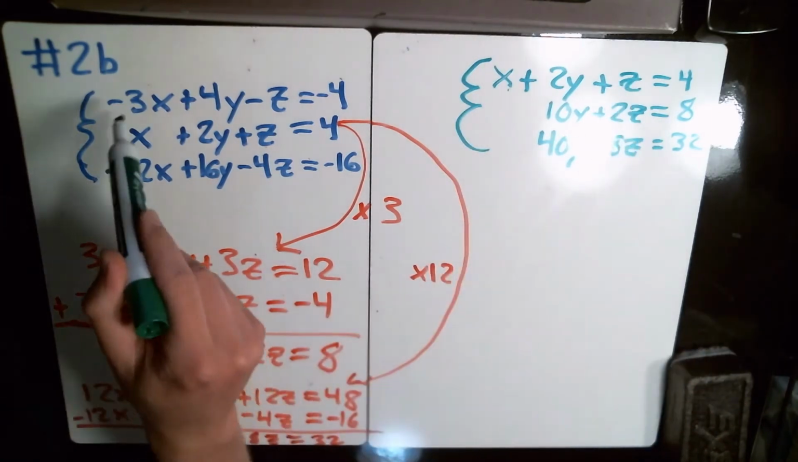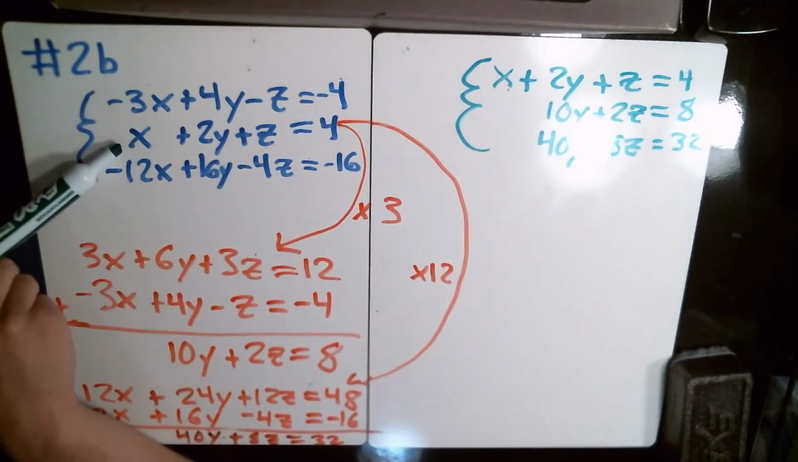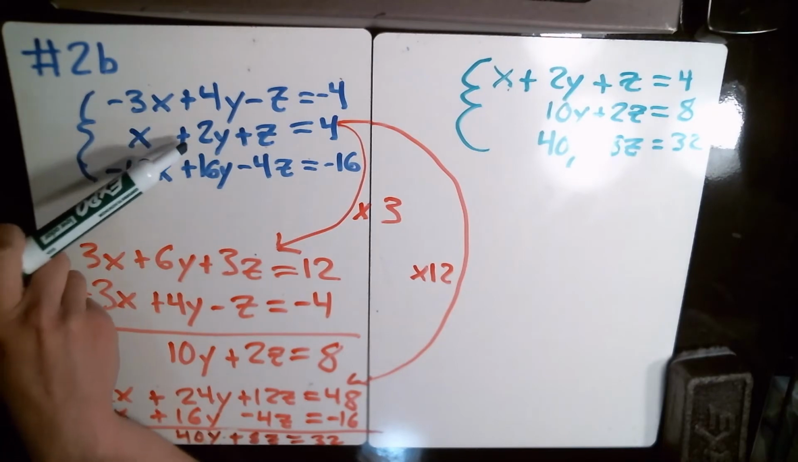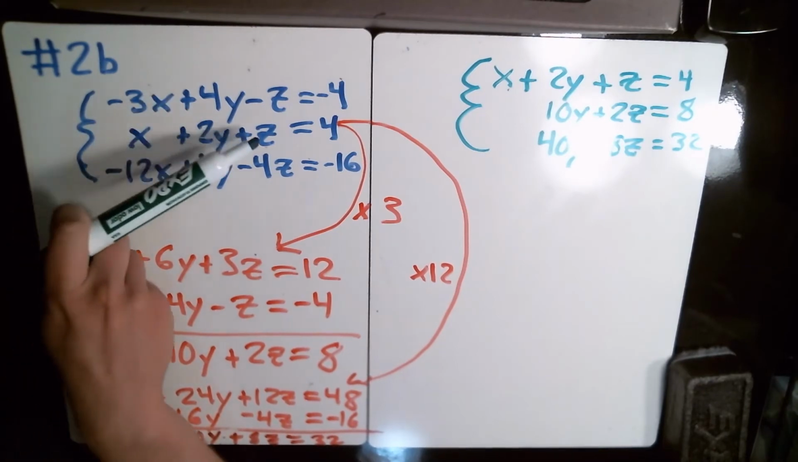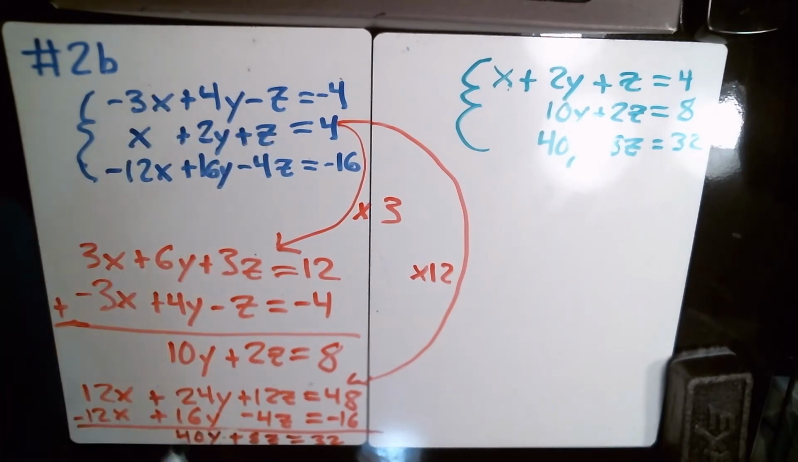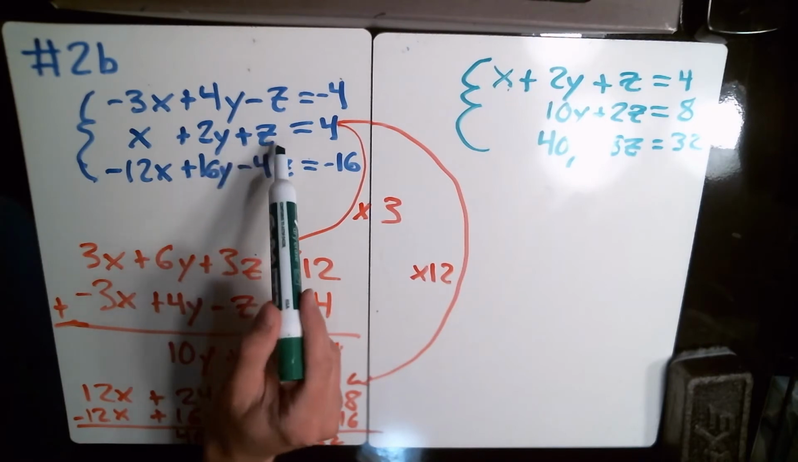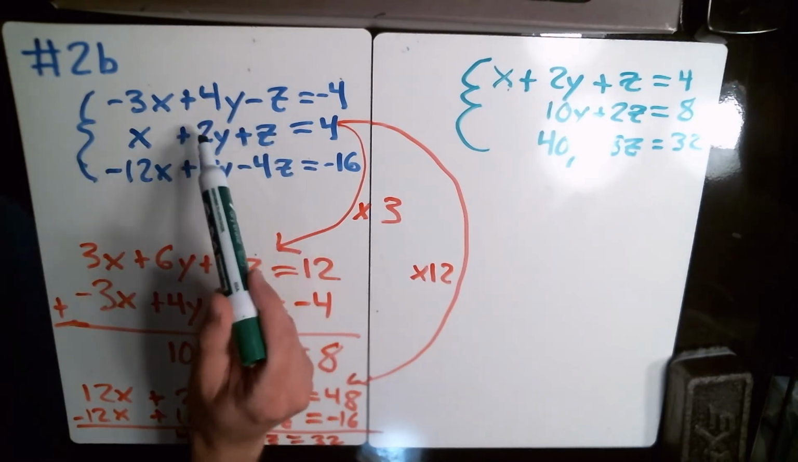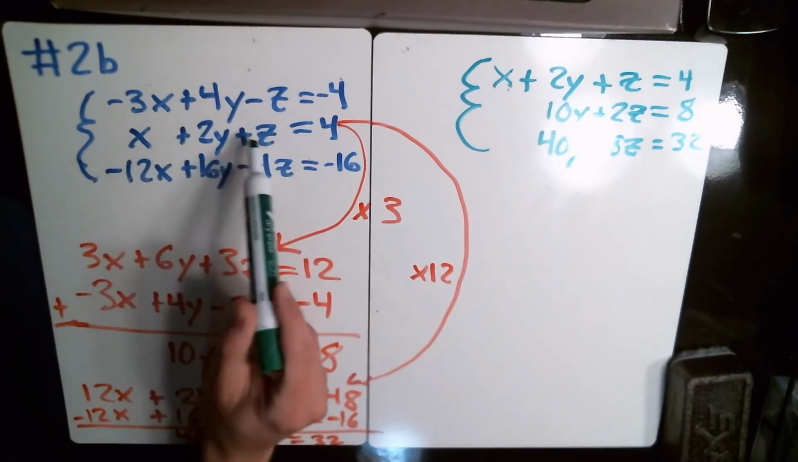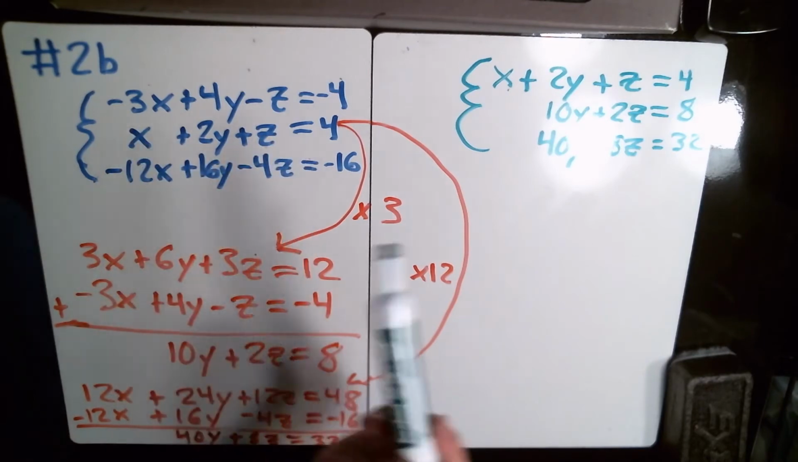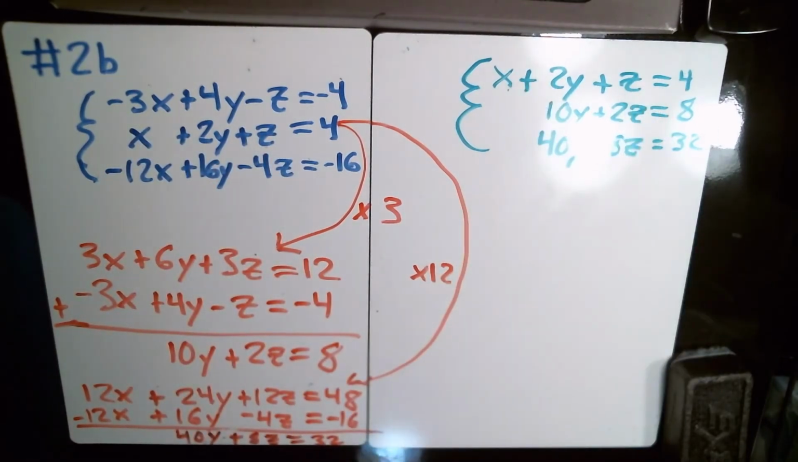Technically what I was doing here is 3 times this one plus this one, and 12 times this one plus this one. If you think back to matrices, what I'm doing is 3 times this row plus that row and 12 times this row plus that row. But this row stays the same when you do that, so I'm just going to keep that one the same.